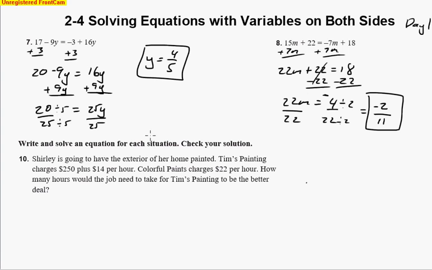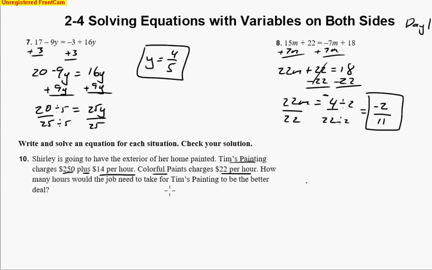So looking at this next problem here, and again, if I was to check my solution, all I'm doing is substituting the number into the variable, and it should give me an identity, is what we end up seeing. So here we're going to go ahead and solve this equation, and we'll check our solution, see if it makes sense. So it says Shirley is going to have the exterior of her house painted. Tim's painting costs $250 plus $14 an hour. Colorful charges $22 an hour. How many hours would the job need to take for Tim's painting to be the better deal?